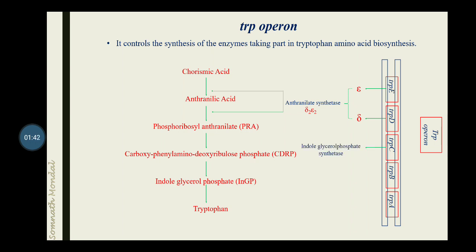Next, TRPC gene after transcription and translation produces indole glycerol phosphate synthetase, and indole glycerol phosphate synthetase enzyme will catalyze the conversion of phosphoribosyl anthranilate into carboxyphenylamino deoxyribose phosphate or CDRP, and finally into indole glycerol phosphate or InGP. Now, TRPB gene will produce beta subunits and TRPA the alpha subunits. Beta and alpha will combine to form tryptophan synthetase enzyme, which will convert InGP into tryptophan.